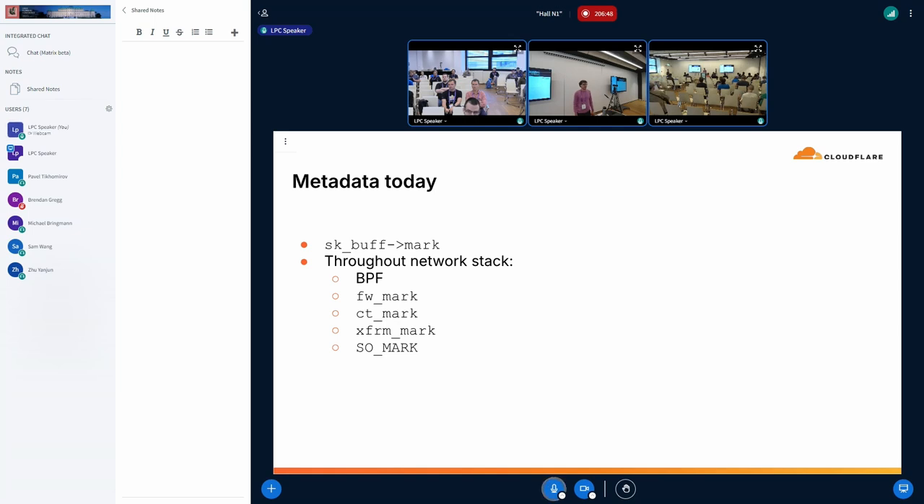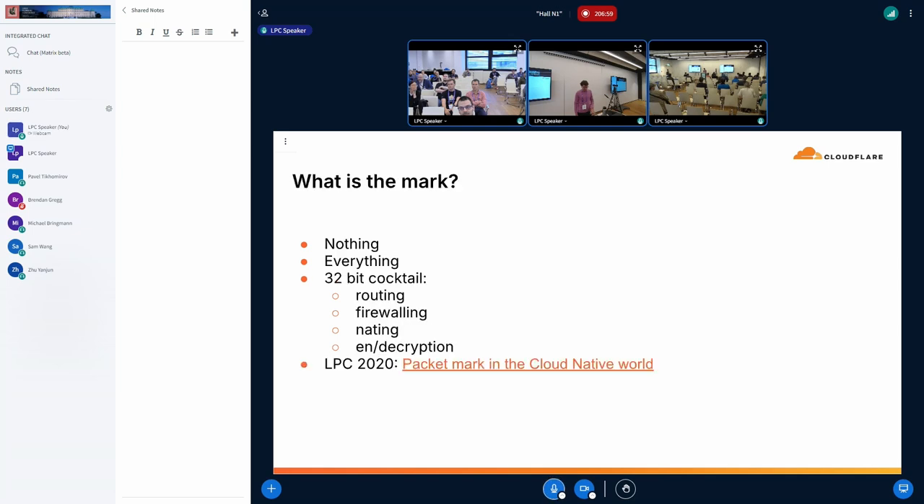So you can set an SKB mark right at the end, and even all the way up to user space with SO_MARK. And in between, you can use it for XFRM and IP tables. You can persist it with a global conntrack mark. And you can do all kinds of cool things. But sure, it's not really clear what the mark even is. It's kind of nothing. It's just a mark, 32 bits of stuff.